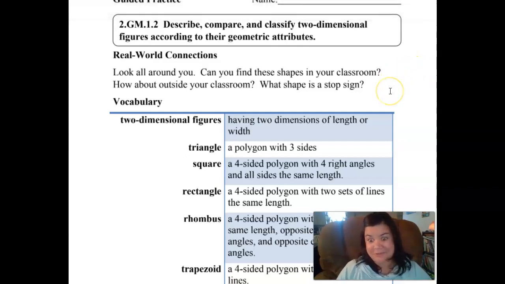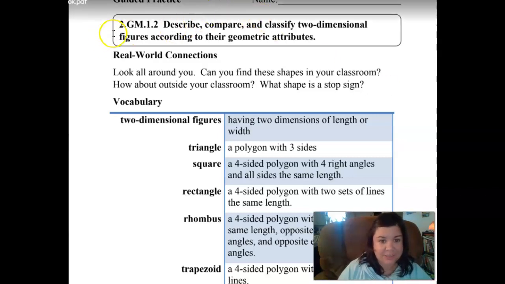Okay, mathematicians, we're really getting into some challenging stuff now that we're into geometry. This week, we're doing standard 2.GM.1.2, and we're going to describe, compare, and classify two-dimensional figures according to their geometric attributes. What? Say that. Can you repeat after me? Geometric attributes. Good. We're going to figure out what those mean.